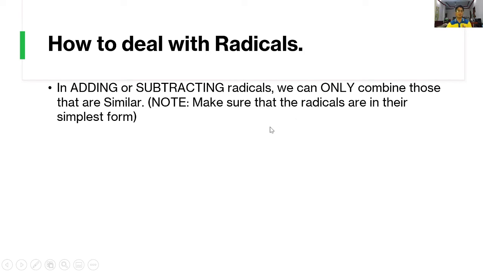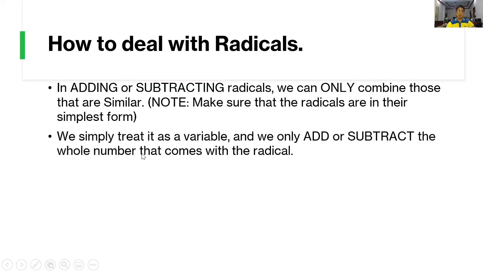Yun yung unang gagawin, before we treat them as variable. We simply treat it as a variable and we only add or subtract the whole number that comes with the radical. This is what I'm talking about. Yung kasamang whole number po, katabing-katabi ng radical, without any sign separating those two, yun lang yung ina-add natin.